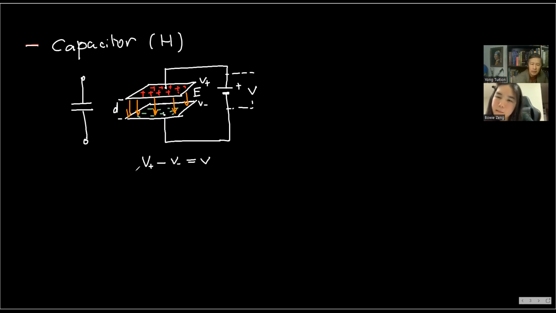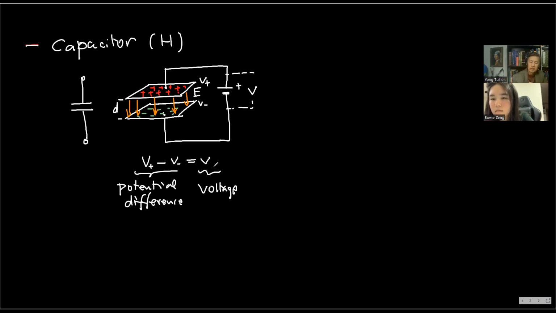So this is called the potential difference. If you just use a single letter, that's called the voltage. So voltage represents the potential difference.